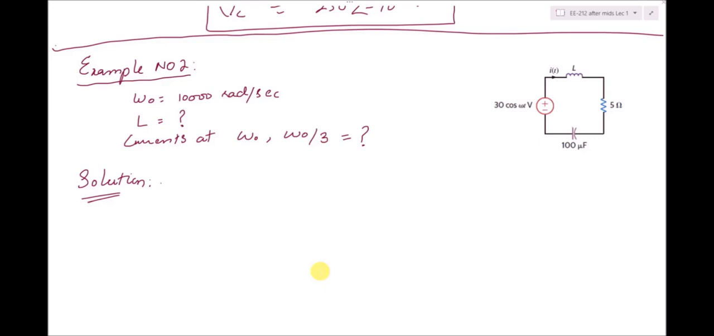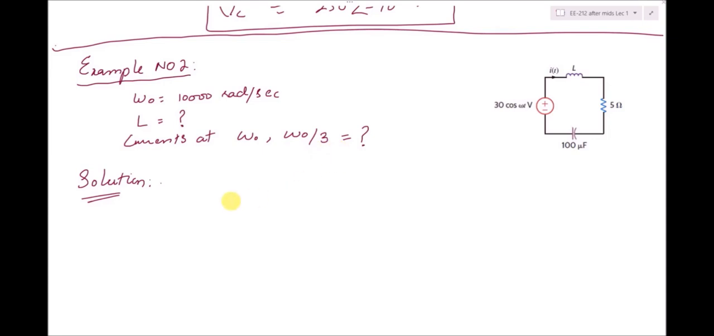We have a source of 30 cos omega t voltage, and then there is a current IT that we have to find. There is an inductor L, whose inductance we have to find. There is a resistor of 5 ohm, and then there is a capacitor of 100 microfarad. We are given the resonant frequency, equal to 10,000 radian per second, and we have to calculate the inductance value as well as currents at omega naught and omega naught by 3.